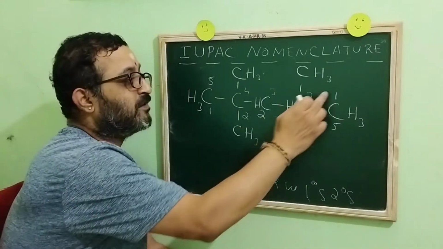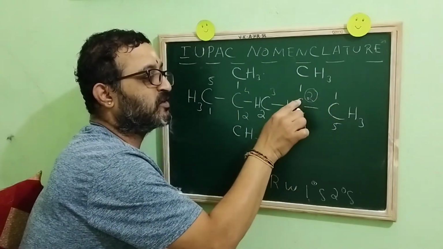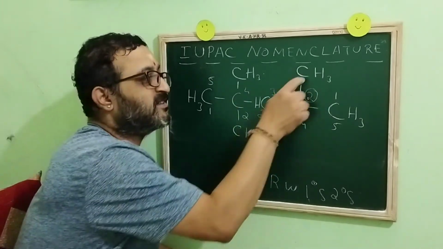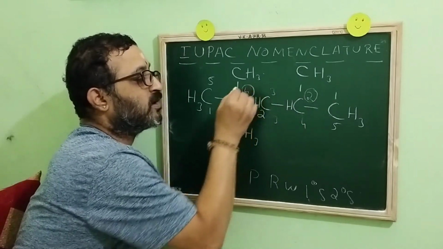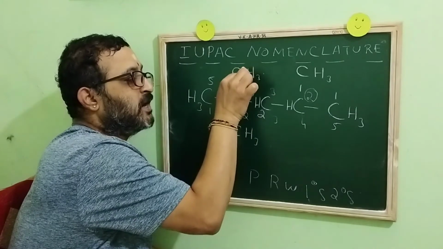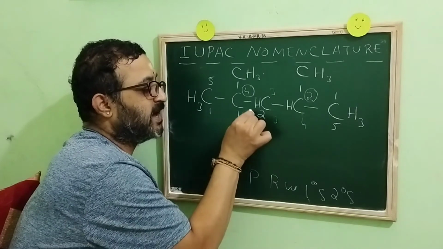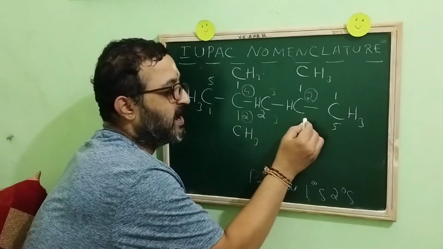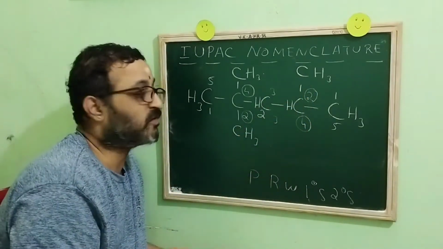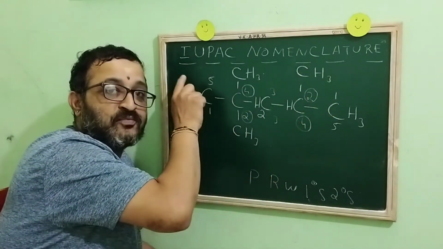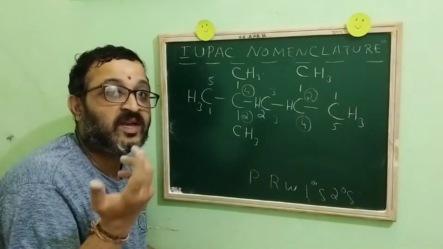1, 2, 3, 4, 5. Now children, for which numbers I have to put a circle? Yes sir, I will circle for 2. Why? Because to the second carbon methyl group is attached. That is, this is the side chain attached to second carbon. Then I will circle for 4. Why? Because to the fourth carbon 2 methyl group is attached. Now from left side to the second carbon methyl groups are attached, and to the fourth carbon methyl group is attached. Now the question arises, right to left numbering is correct or left to right numbering is correct? How do we know that?